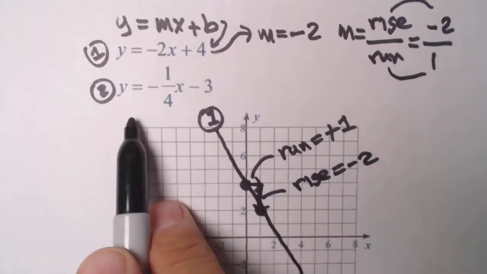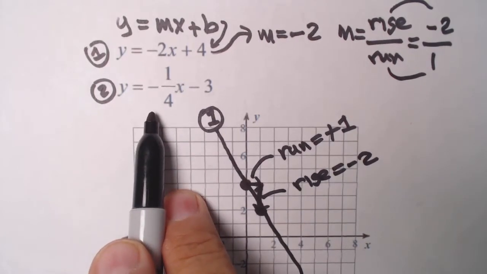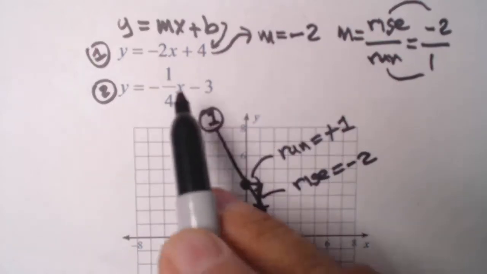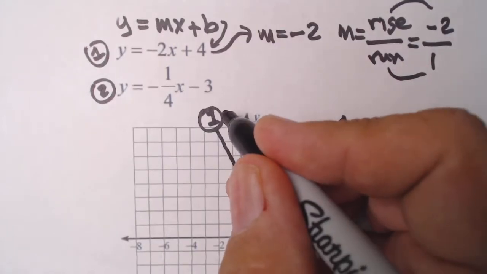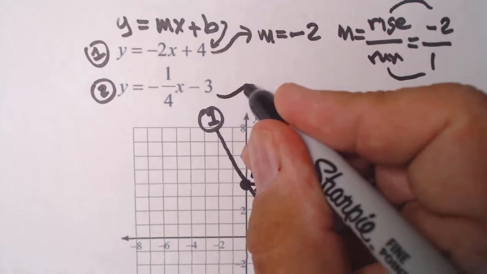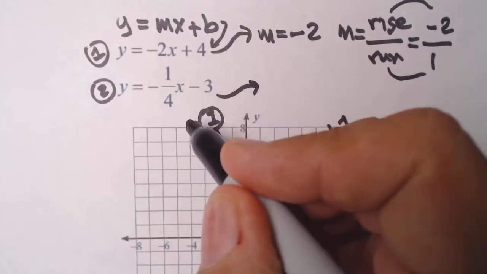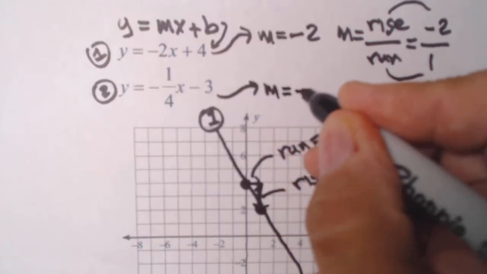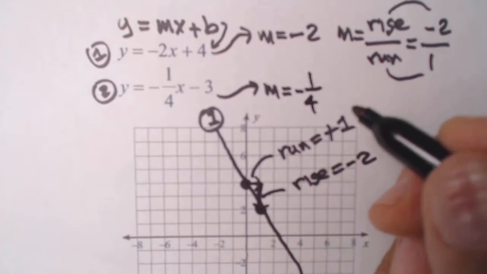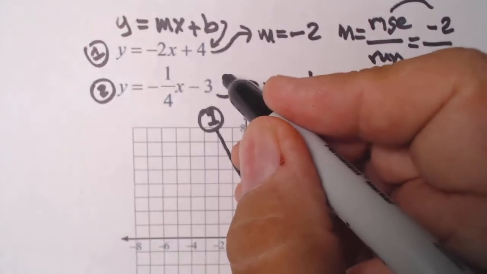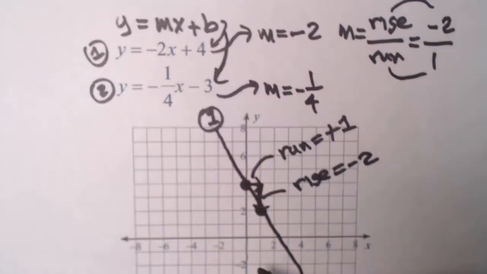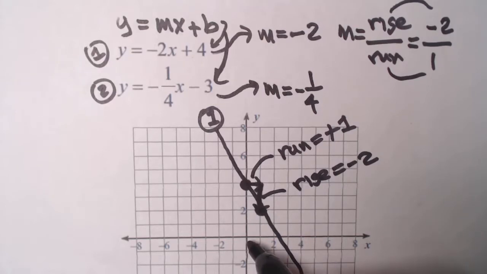Okay, notice the second guy is also in the y equals form. So when they're in the y equals form, y equals mx plus b is the easiest thing to use because it matches up directly. Okay, here we go. The m is the coefficient in front of the x here. So m in this problem equals -1/4. Now we're going to do the rise and run in a moment. But we first have to have our starting point. So what's the b for this guy? -3. So let's go down here. 1, 2, -3 would be right here.